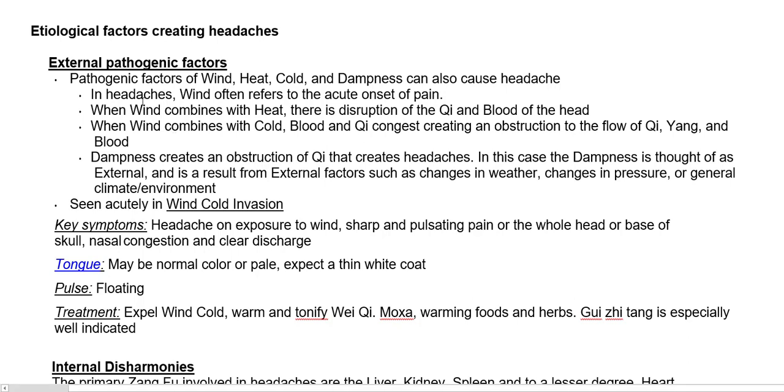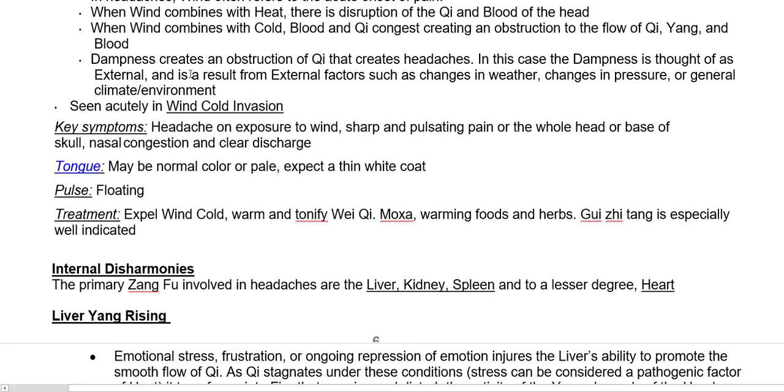And when wind occurs, it means those changes have happened too quickly and the brain has been unable to compensate, so we get a disruption of the smooth flow of qi and blood to the head. That is why the liver is almost always indicated in headaches, because we can view headaches pretty reliably as a disruption. Sometimes it's too much, sometimes it's too little, but we have a disruption of the flow of qi and blood to the head, particularly the brain, but often you'll see it written as the head. Dampness will create an obstruction of qi that creates headaches. Yep, that is pretty easy to understand.